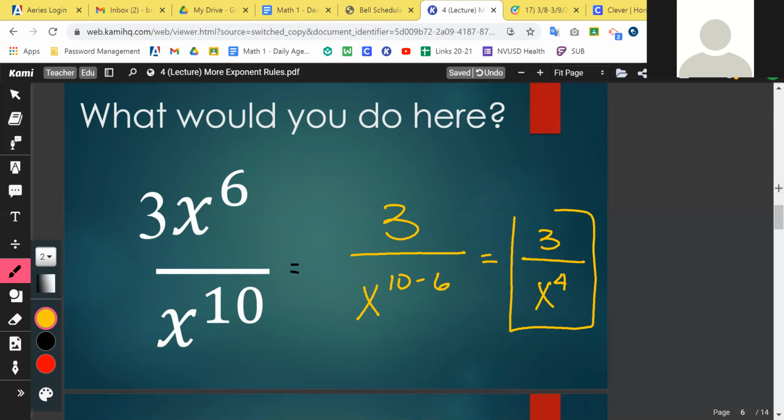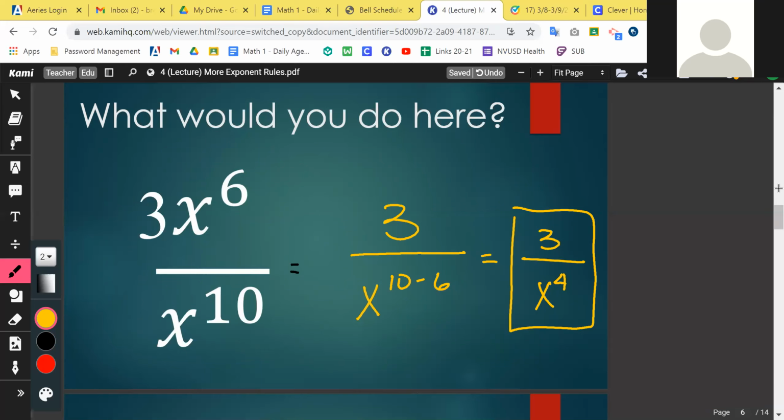Okay? And that's it. So turns out that if we want to avoid negative exponents, even if we have more exponents in the denominator, we're just going to subtract there. And the denominator would stay positive because we're always subtracting from the bigger exponent.